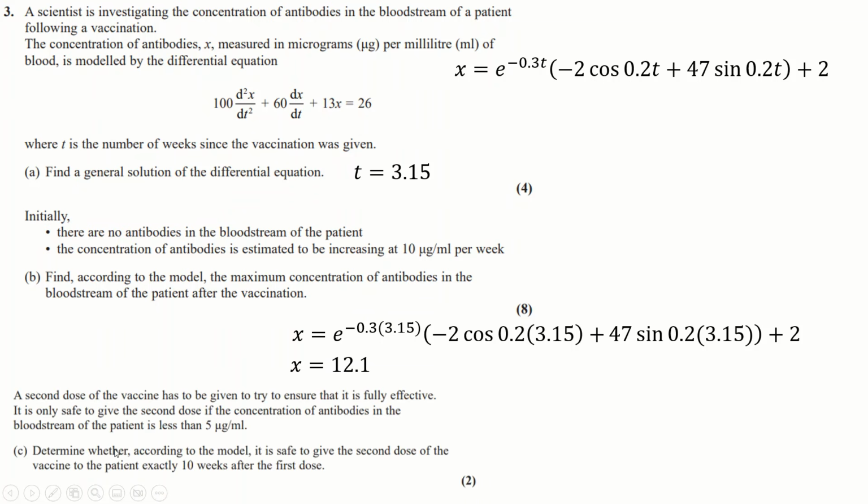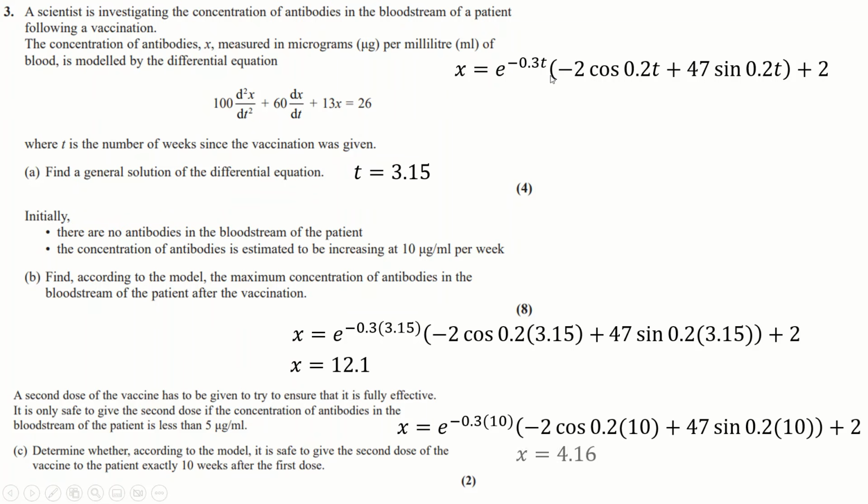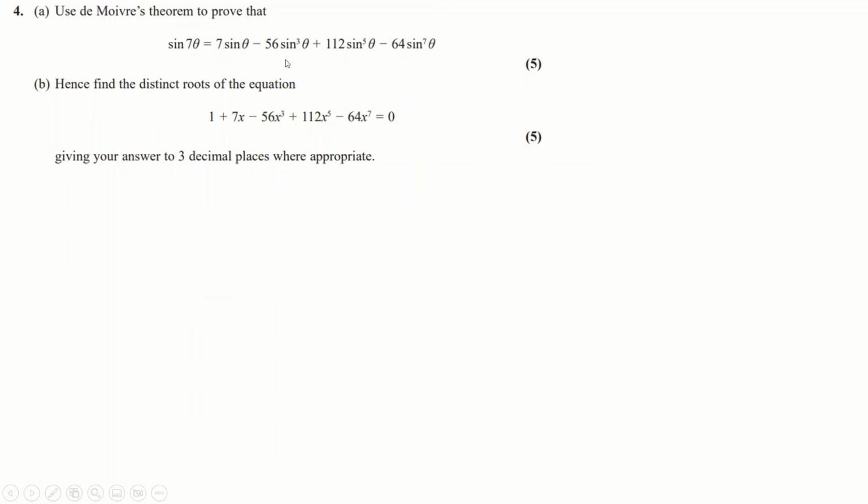And then the last part says that they want to give a second dose of this vaccine. Of course, we didn't talk in any way about what this was about, but it's about vaccines, very topical. Anyway, you're allowed a second dose of vaccine as long as your antibodies have dropped below this figure. Can you do it at 10 weeks after this? Well, this is very simple. You just shove 10 into here and show, yeah, it's less than 5, so sure, they can have a second dose. Cool, that's it. Question number 3, so lovely de Moivre's question here, very straightforward.